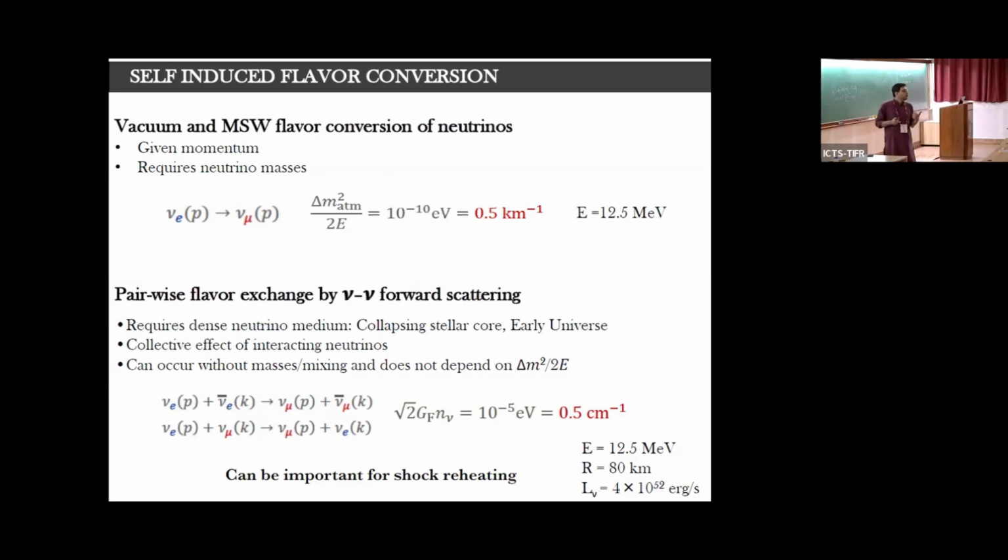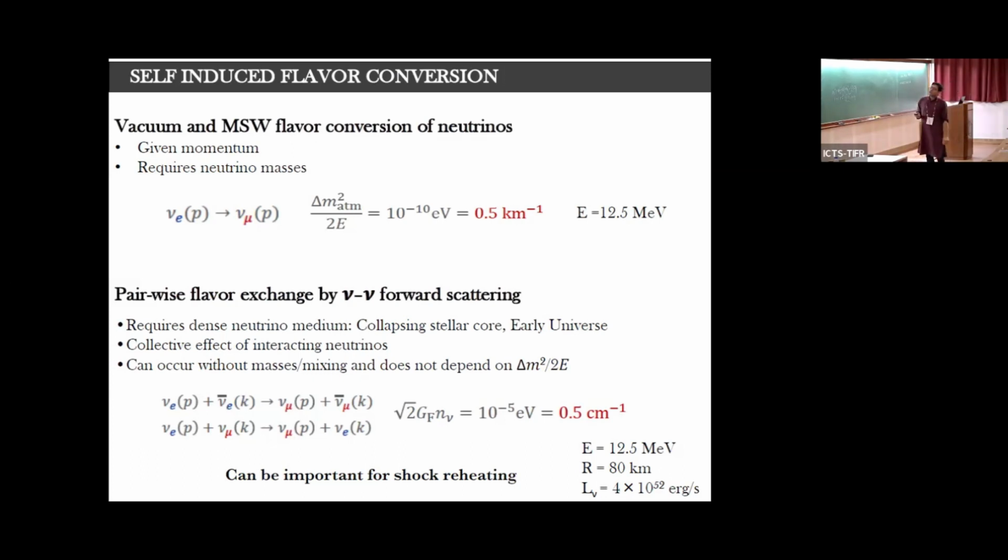Now if you look into the detail, for the vacuum and MSW oscillation, the oscillation depends on the energy of that neutrino. So for a given momentum and a given mass square difference, you can figure out the oscillation, and the oscillation depends on something like delta m square by twice E. This is what we often call omega, delta m square by twice E, and for a typical supernova scenario, for a typical energy of 12.5 MeV, this comes out to be of the order of inverse kilometers.